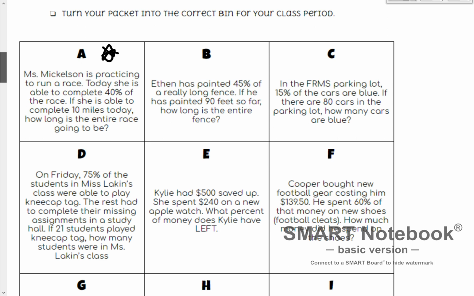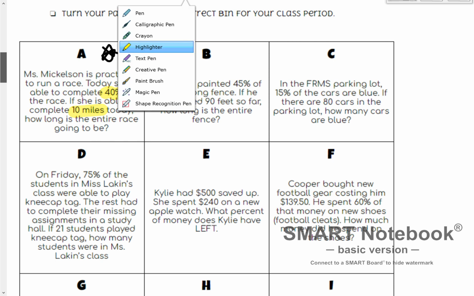Or it's not going to let me. Oh, right here. All right, so I know there's a percent, so I know I'm not missing a percent. So now I have to think to myself, 10 miles. Is that part of the race or is that the whole race? So she completed 40% and that 40% is 10 miles. We want to know how long the entire race is. So we know part of it is 10 miles, but we don't know the whole race. So this is going to be one where we are missing the whole or total.